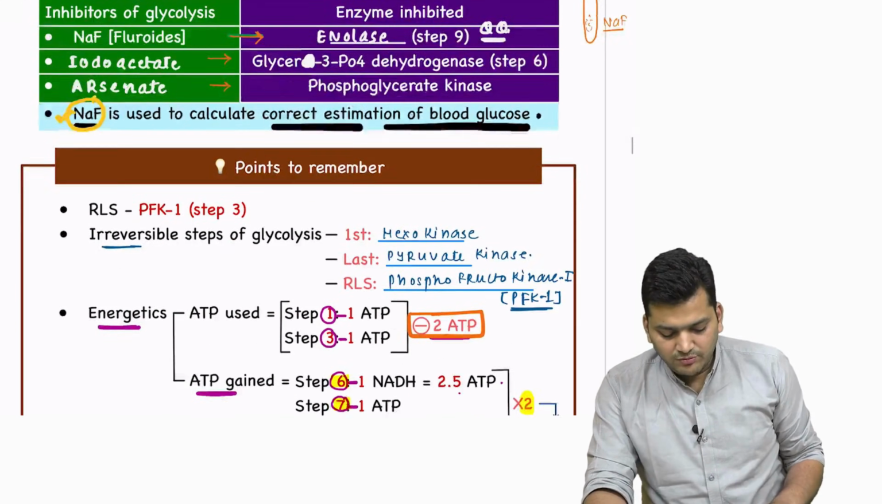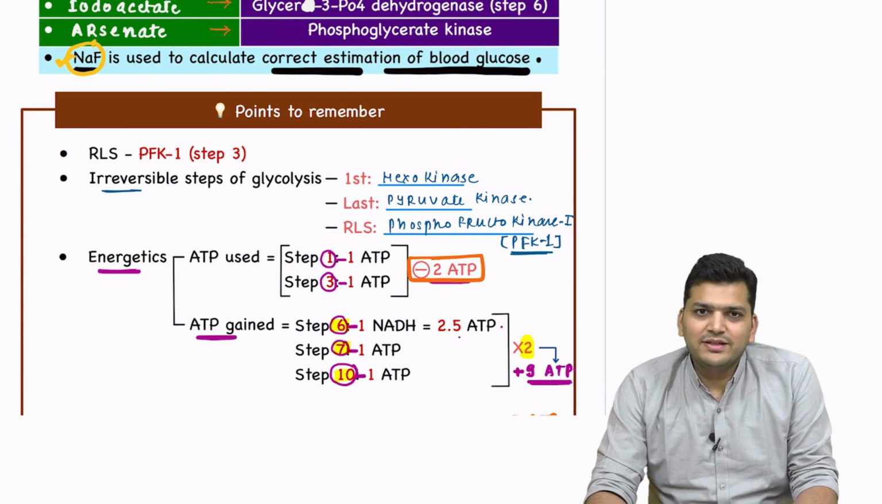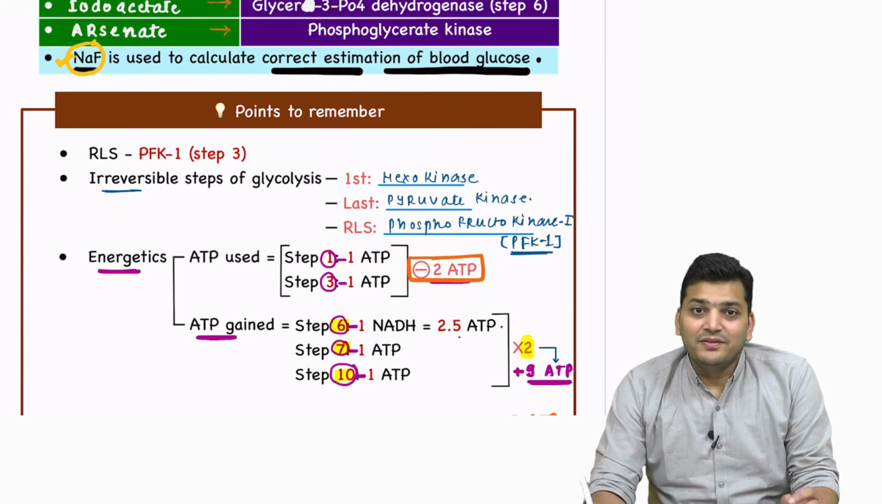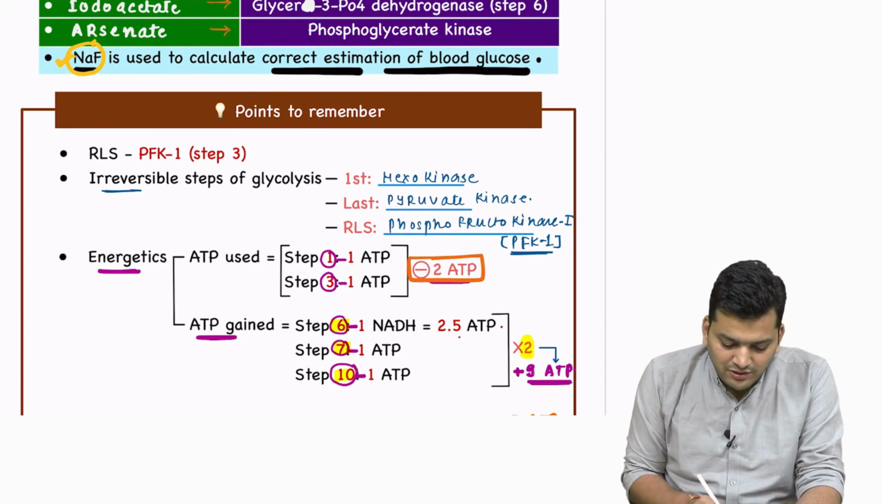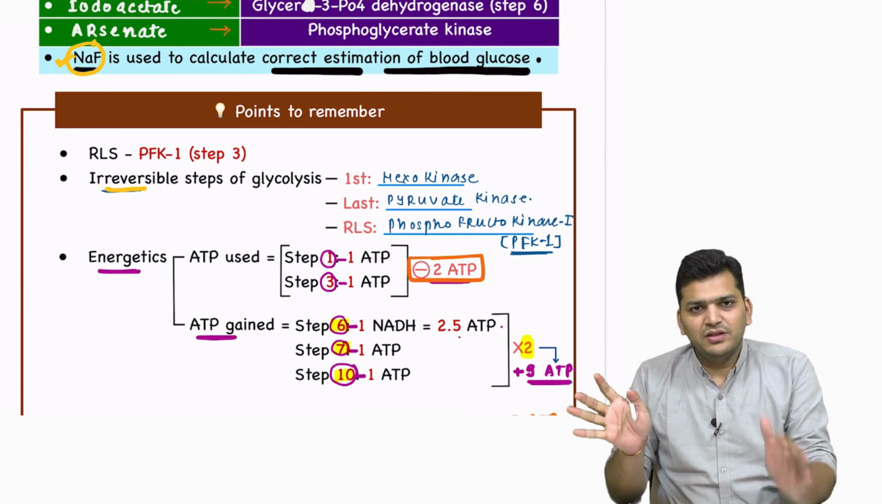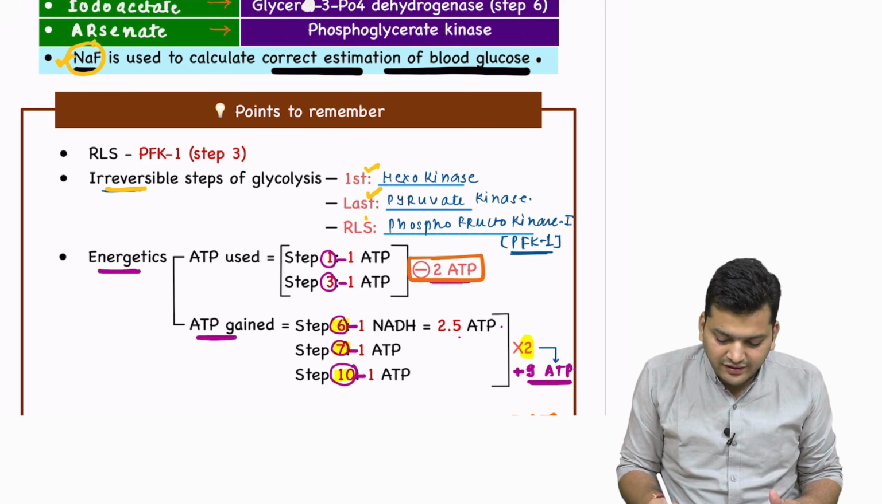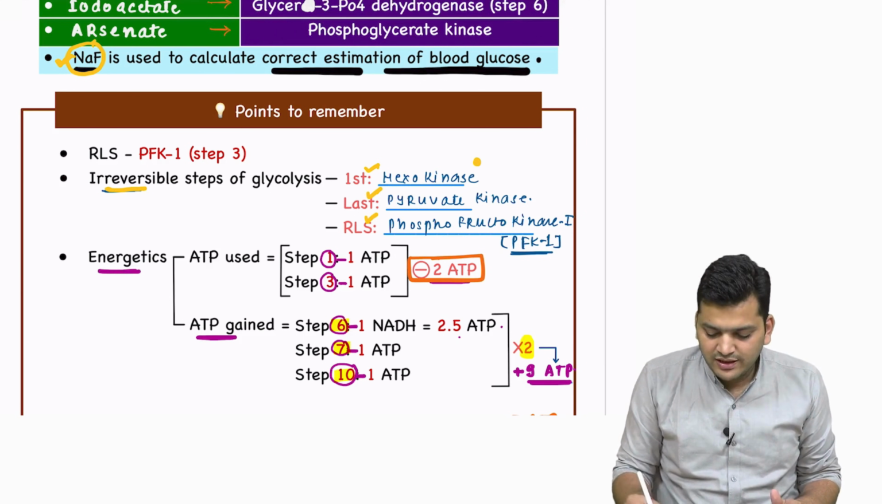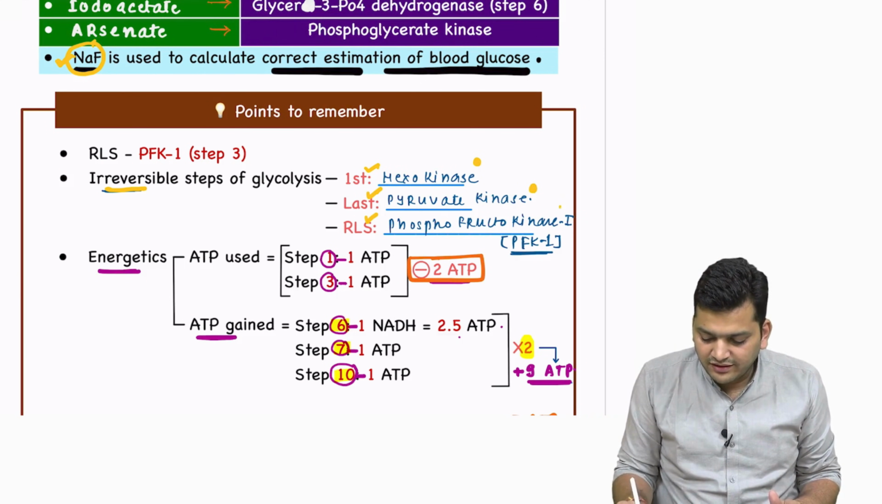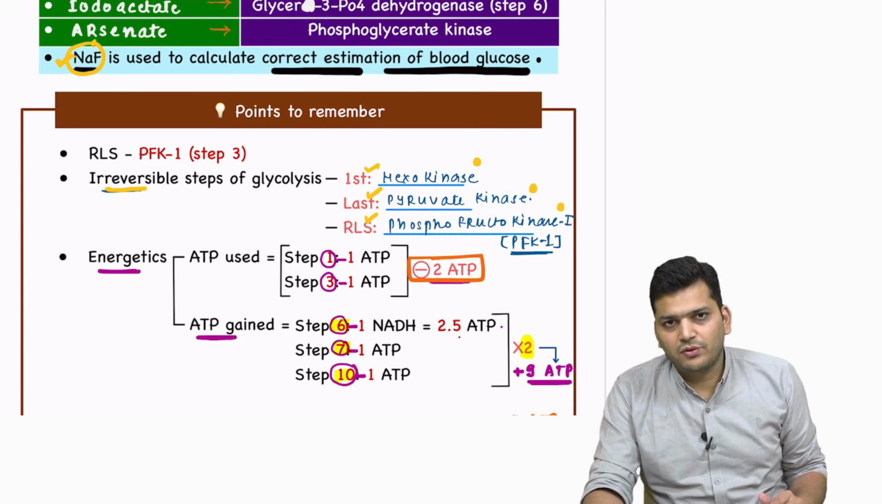What are the other things to be remembered? The rate limiting enzyme of glycolysis, the phosphofructokinase. There are a total of 3 irreversible steps. How do we remember? The first one, the last one, and the rate limiting one. The first one is hexokinase, the last one is pyruvate kinase, and the rate limiting one is PFK1, phosphofructokinase 1.